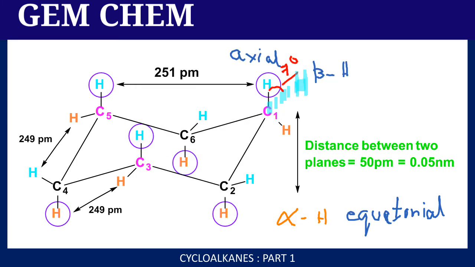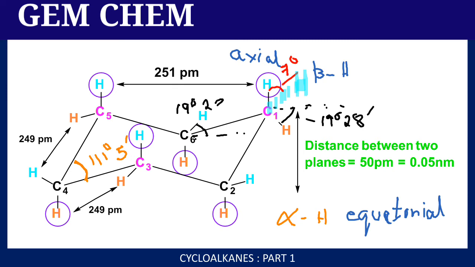Other angles which we need to know is that the angle between these two is about 111 degree 5 minutes. And these particular equatorial hydrogens are deviated by an angle of 19 degree 28 minutes in downside. Similarly, this particular hydrogen is deviated in above plane, so it is plus 19 degree 28 minutes, and this is important to know.